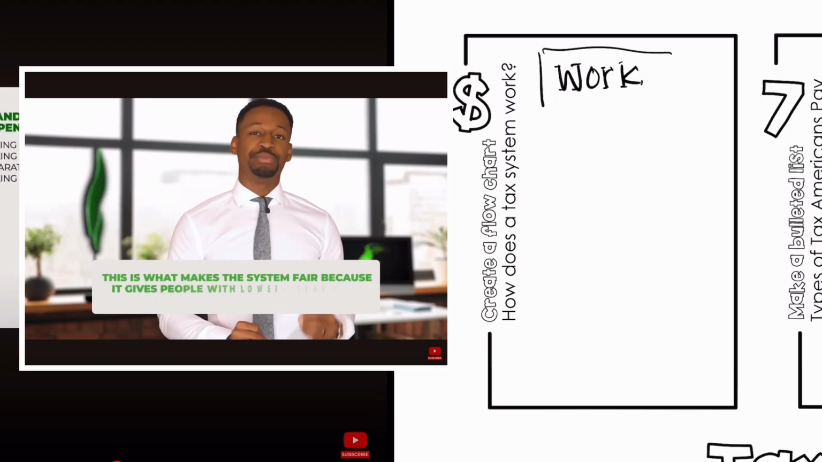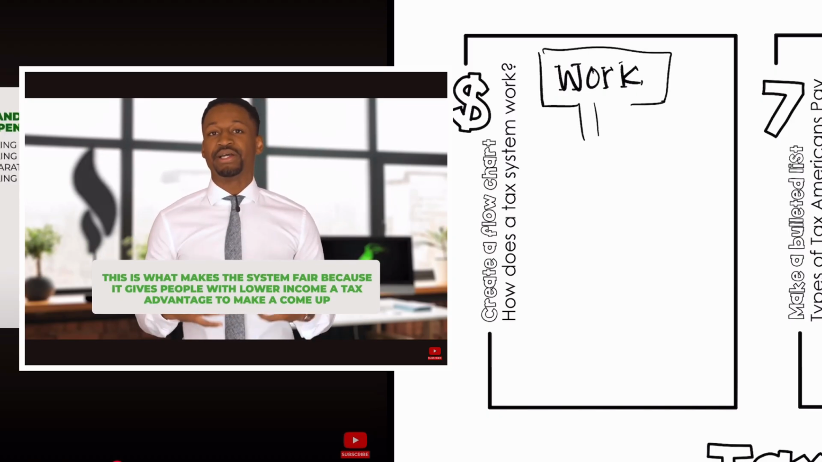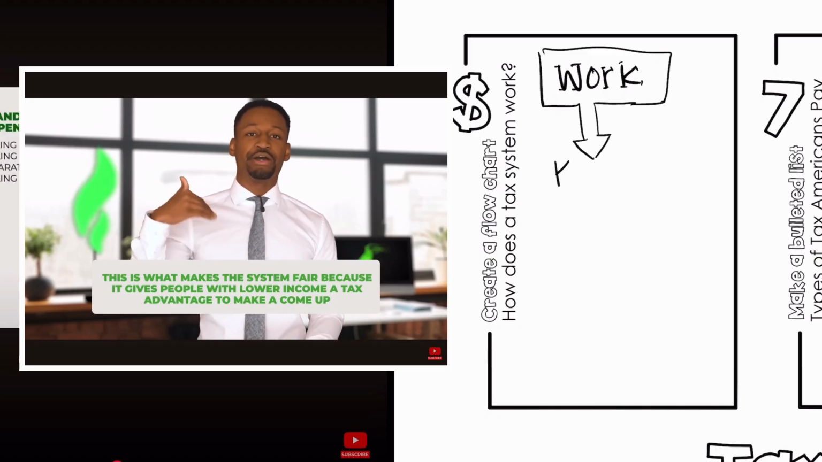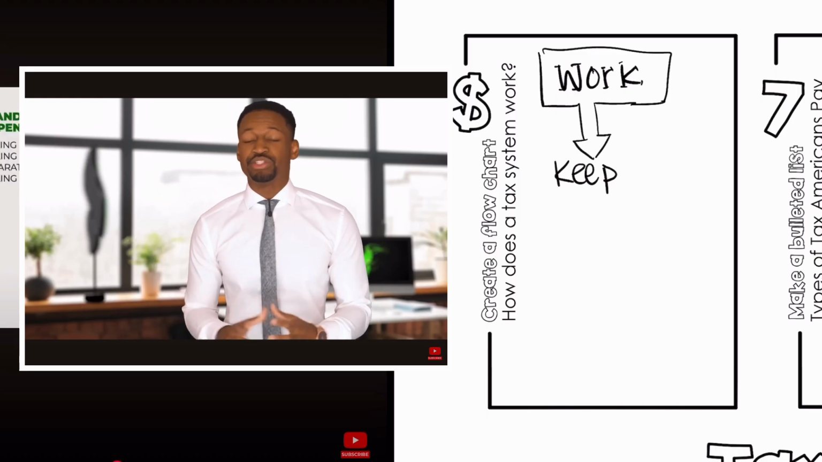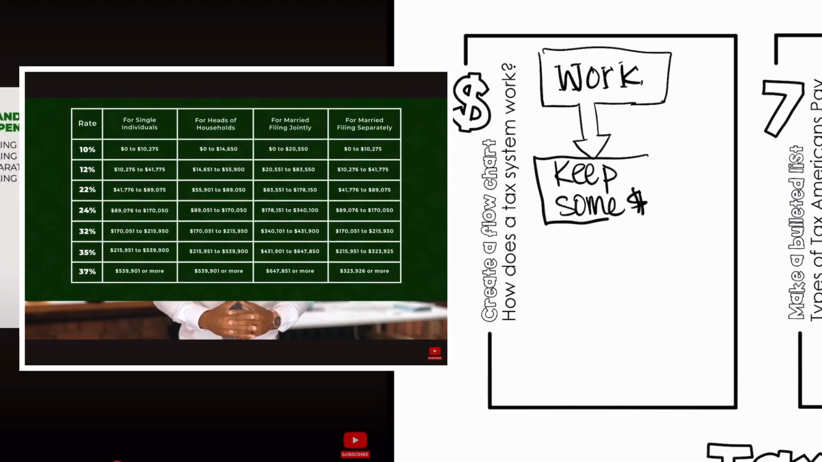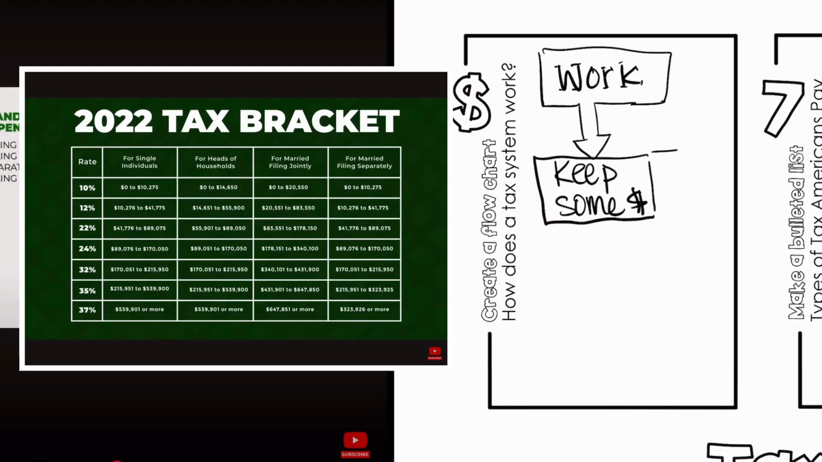And this is what makes the system a little bit more fair, because it gives people with lower income a tax advantage to make a come up. Now, these tax rates are reflected as tax brackets, and I'll go ahead and put up on the screen right now the tax brackets for 2022.